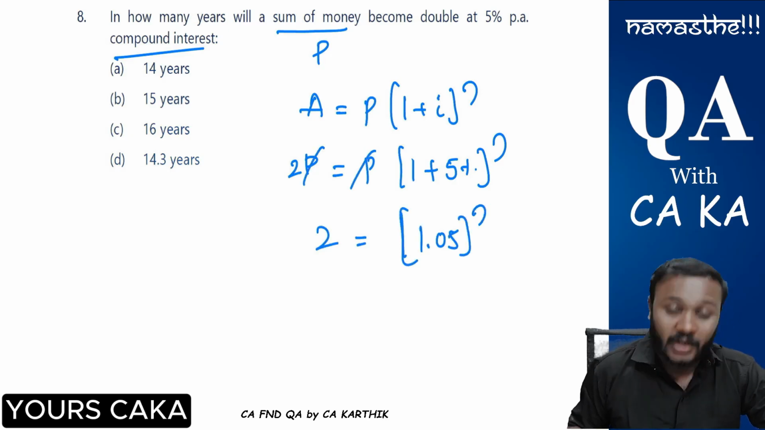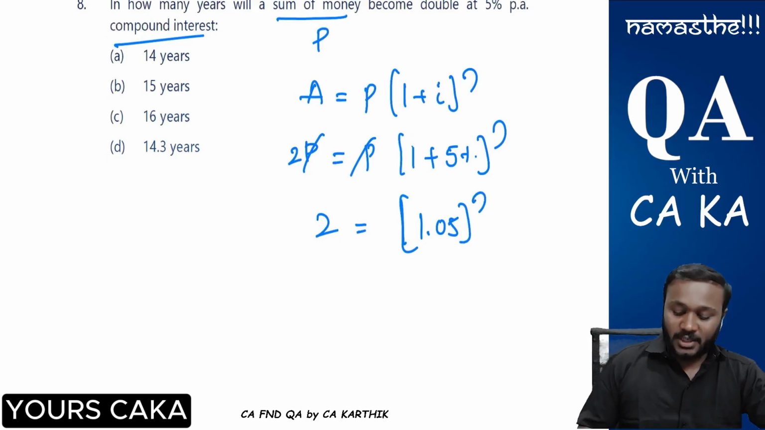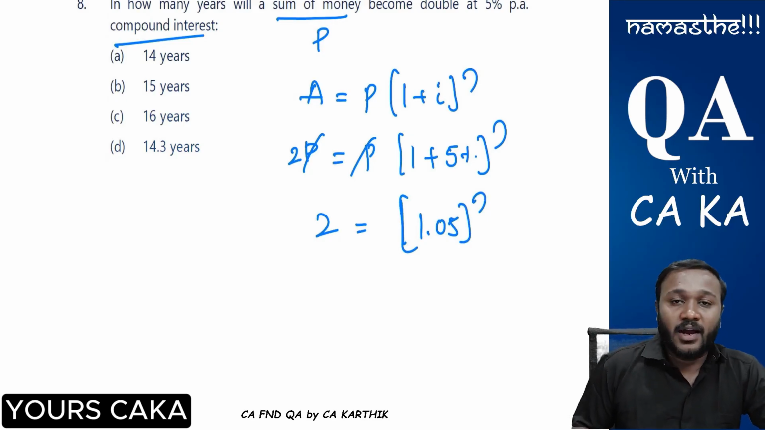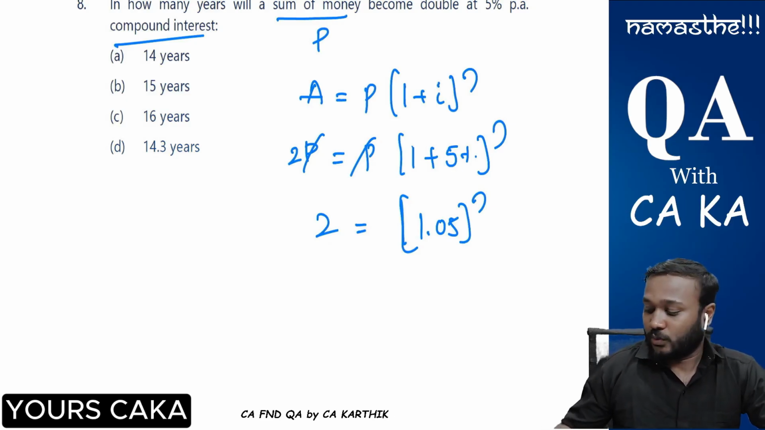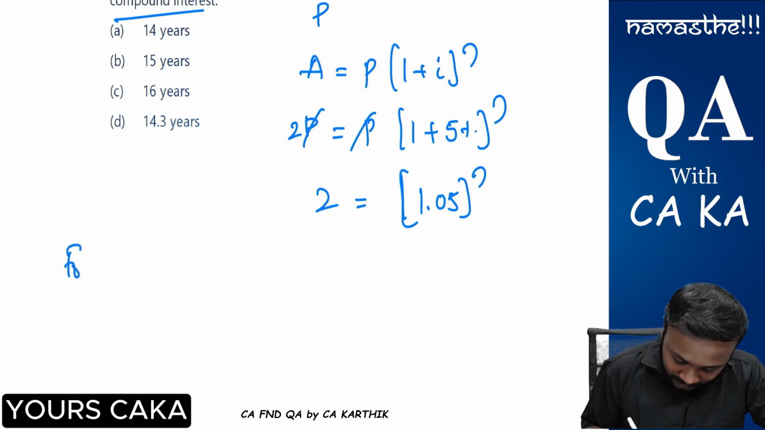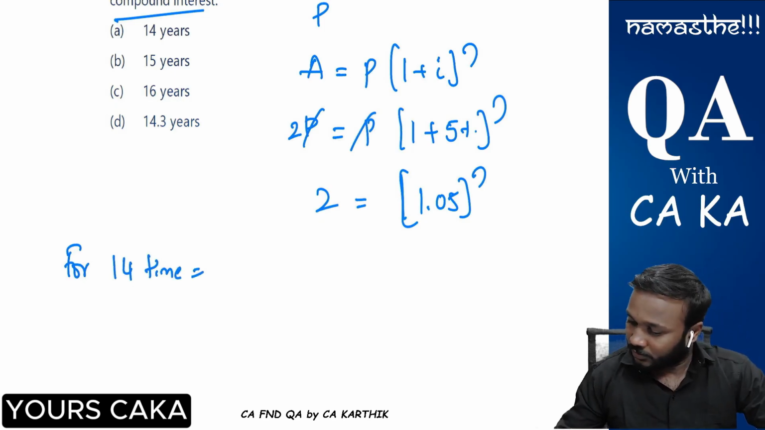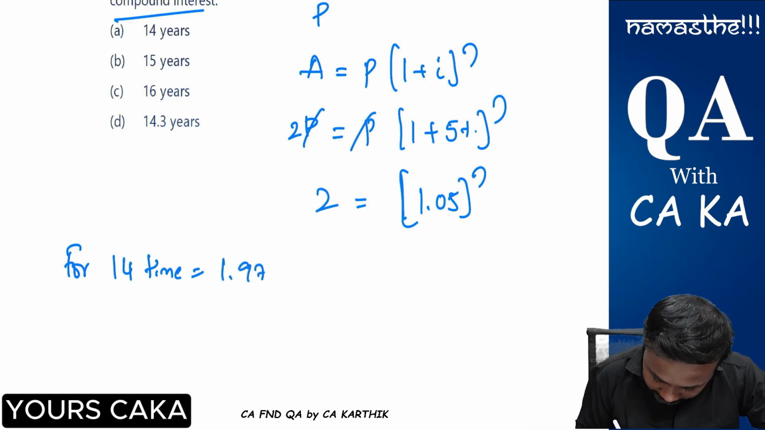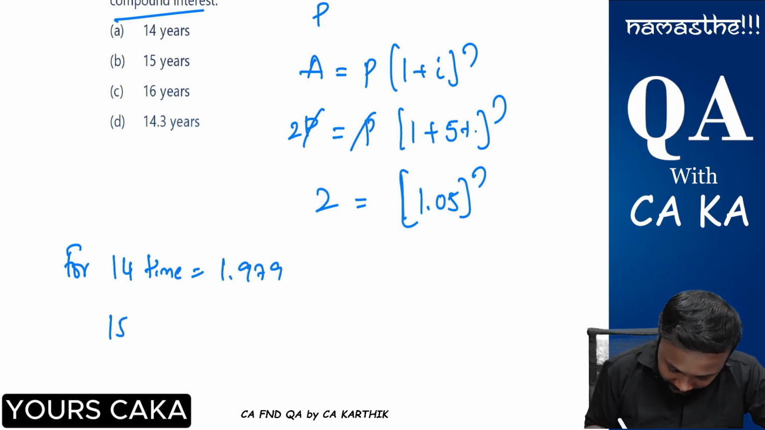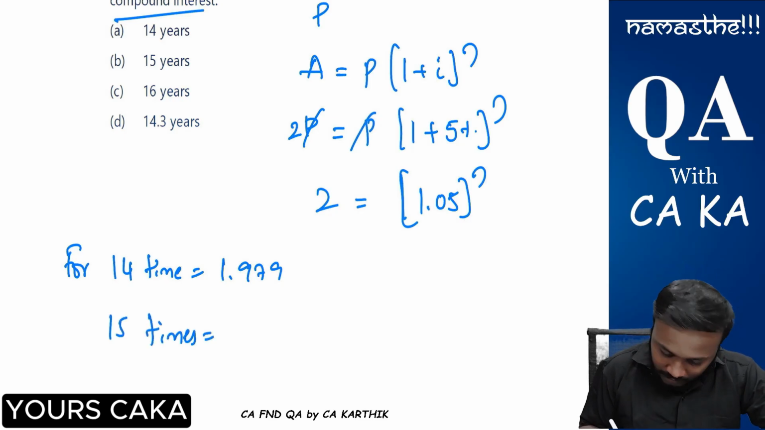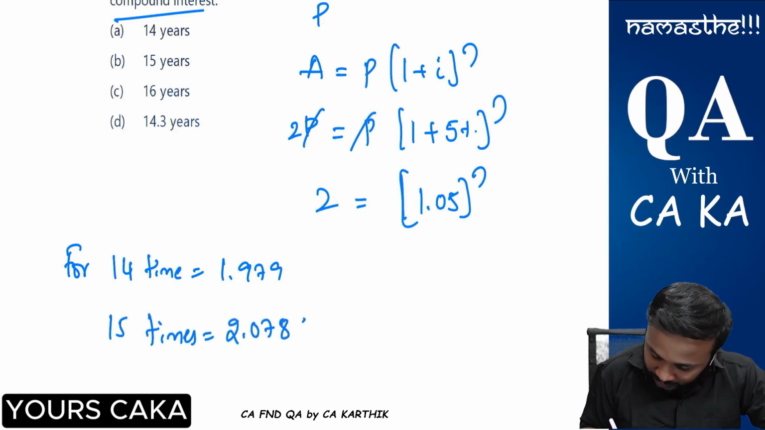1.05 whole power n. If you remember in our class, whenever this kind of question comes, multiply 1.05 as many times until it is equal to 2. So let's do that now. 1.05, 1, 2, 3, 4, 5, 6, 7, 8, 9, 10, 11, 12, 13, 14, and 15. So if you see, for 14 times it is showing me 1.97. For 15 times, it is showing me 2.0789.